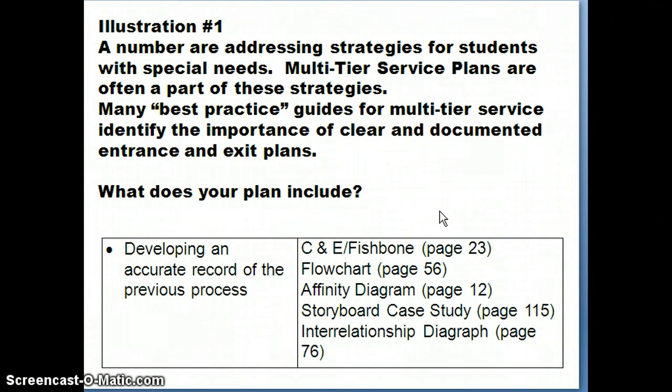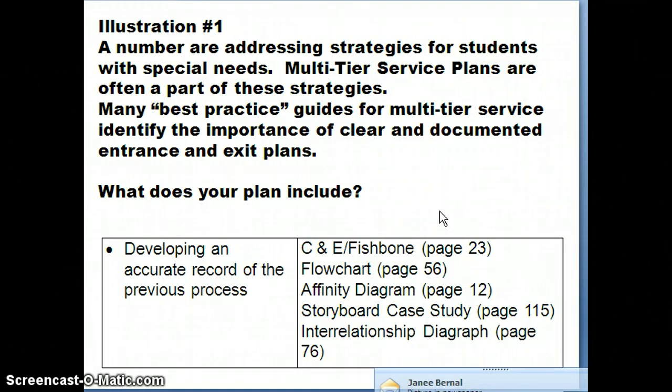Here's an illustration. Pretty common situation. Probably 10 to 15 of you have come up with issues that have to deal with addressing strategies for students with special needs. As we know, multi-tiered service plans are often a part of these strategies. And a component of multi-tiered service plans is that we identify students with special needs for a special set of strategies. And I think there's a state model that talks about Tier 1, Tier 2, and Tier 3. Obviously, as you go higher up the number, we're talking about people with higher levels of needs. And so people get different strategies.